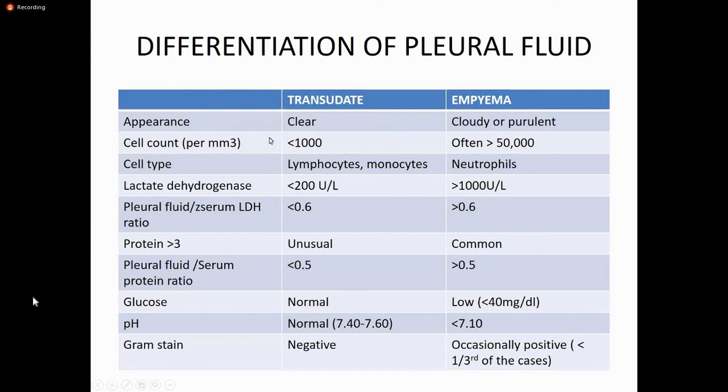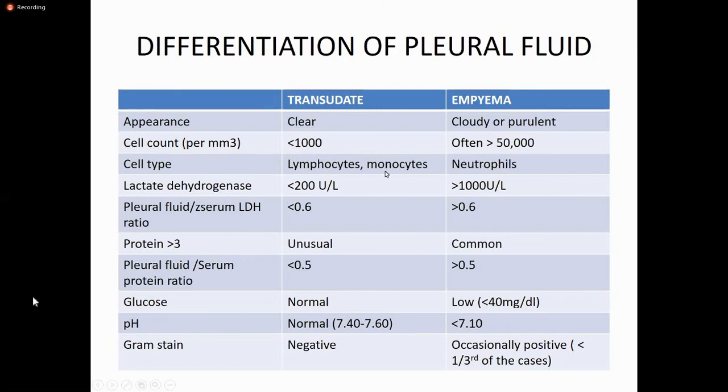So the difference between transudate and exudate is that the appearance of the transudate is clear. On the other hand, as empyema is purulent, its color is cloudy, or yellowish, you can say. The cell count per cubic millimeter in cases of transudate is less than 1,000, but in empyema it is often more than 50,000 because it is caused by bacterial infection. So the cell count will be very high in cases of empyema.